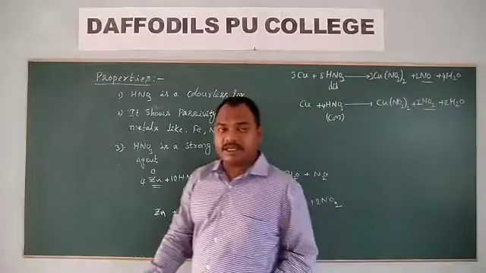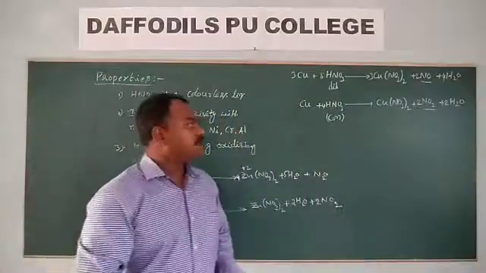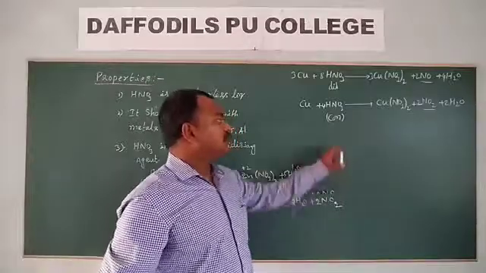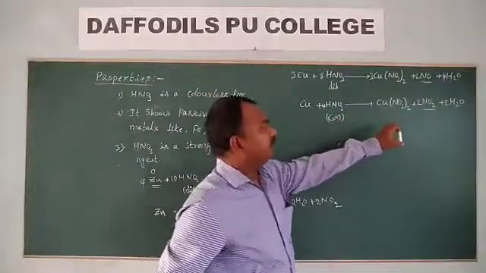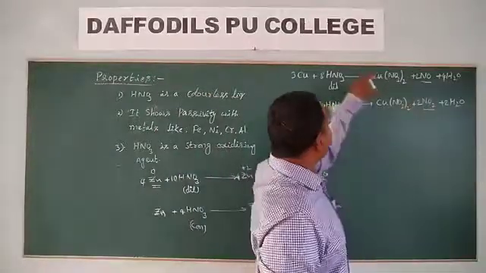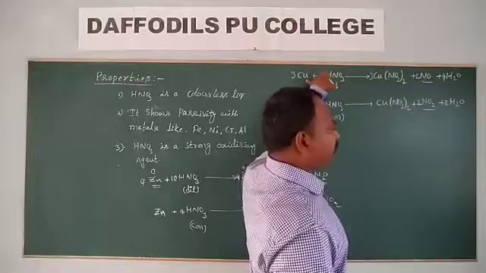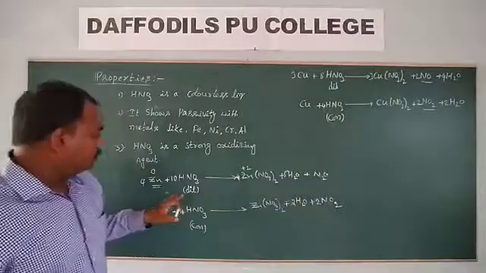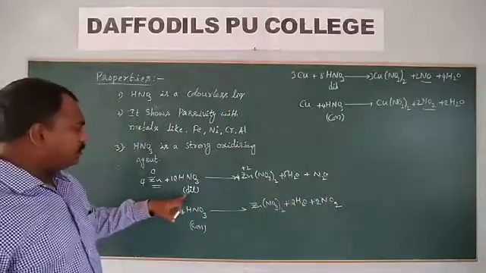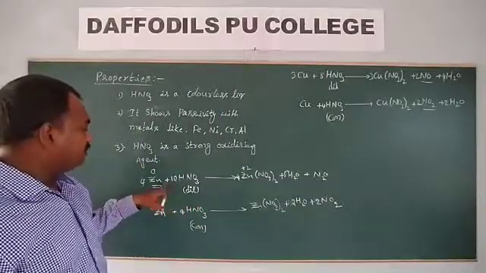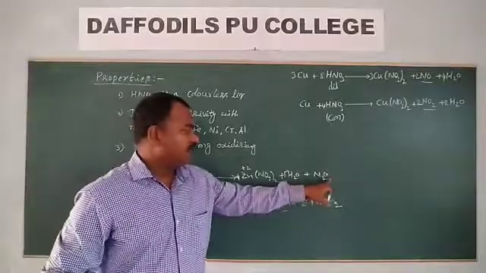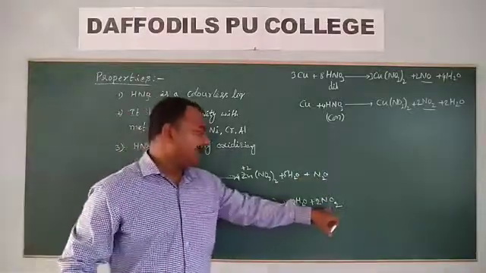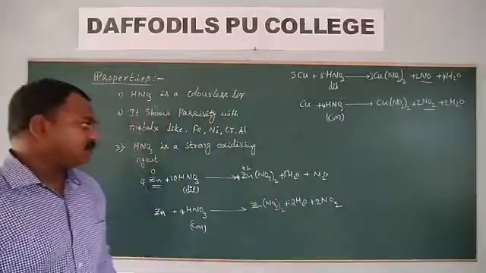Means nitric acid in different concentrations reacts, producing different products. With concentrated nitric acid, you will get nitrogen dioxide. With dilute nitric acid, when copper reacts, you will get nitric oxide. Here also you can see this difference. With dilute nitric acid, we get nitrous oxide. With concentrated nitric acid, we get nitrogen dioxide.